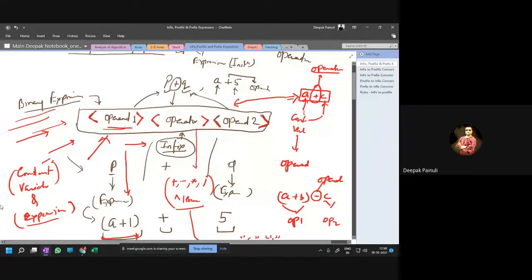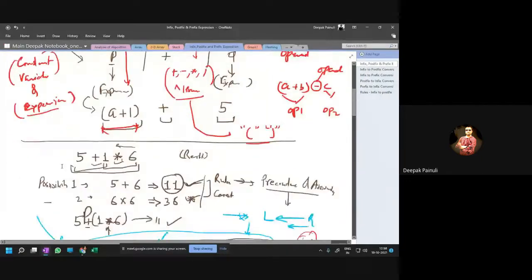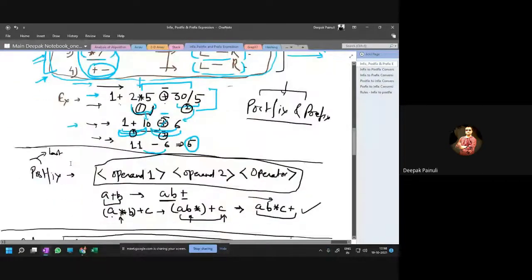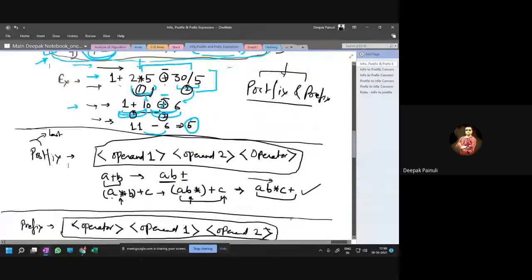It will always use prefix and postfix. Understand, see, our postfix of any calculation will look like this: first operand 1, operand 2, then our operator. That means there will be no brackets, and if there are no brackets, you need not worry about precedence and associativity, because in the case of postfix and prefix you don't bother about precedence rules, right?